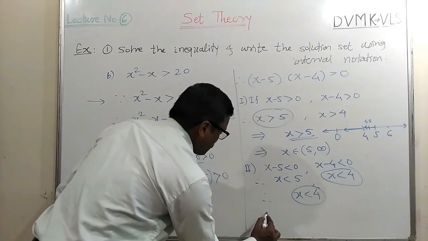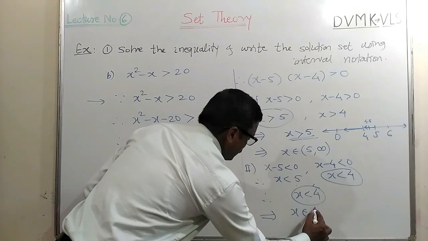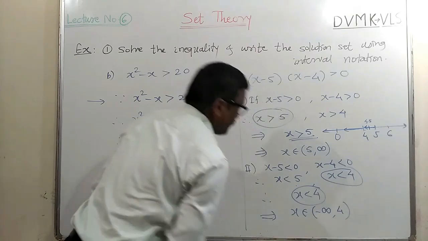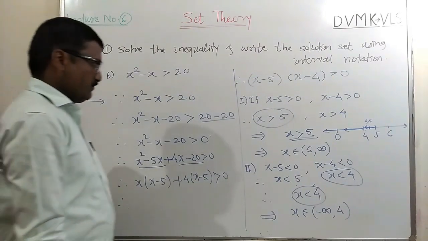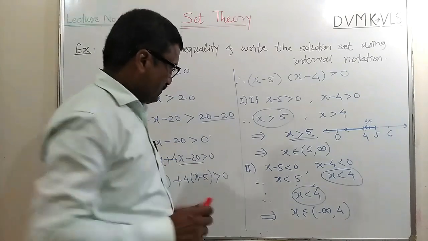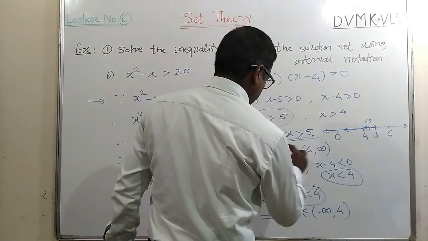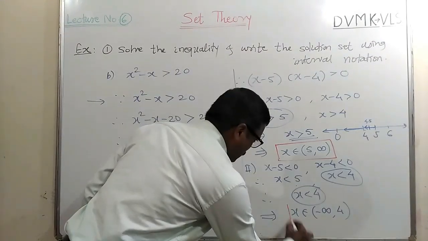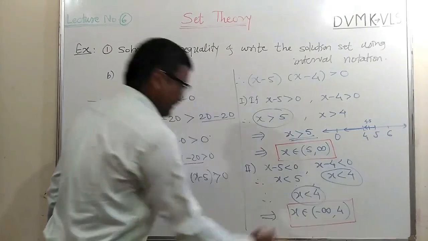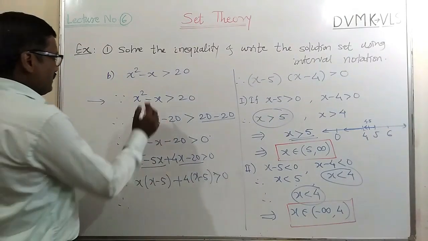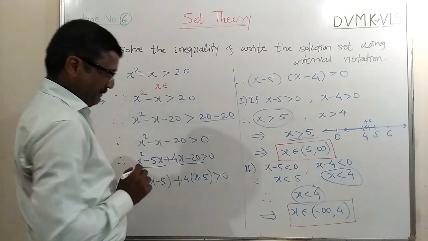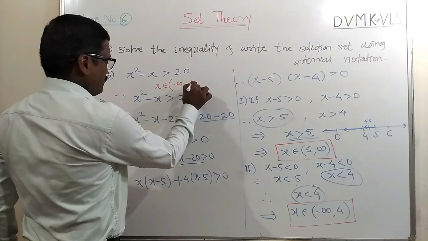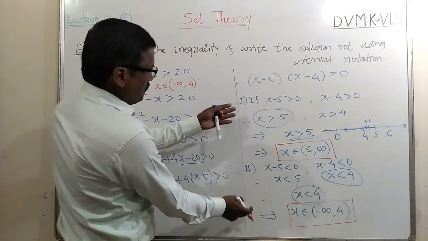And x is less than 4 means x belongs to minus infinity to open 4. Okay. So now here we have two results at this stage. One is x belongs to open 5 to infinity, and x belongs to negative infinity to open 4. So from that we can say that x belongs to minus infinity to 4 open. These are two options.